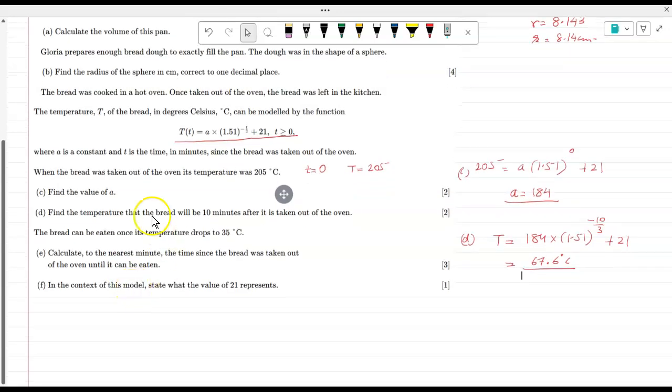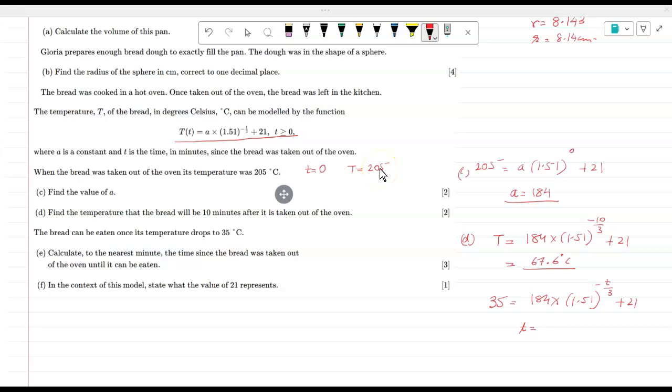Which bread? This same bread, same model. Your small t would be x, so small t is your variable. Capital T will be 35, that's your temperature, is equal to 184 times 1.151 raised to minus t over 3, plus 21. You're finding the small t, and you solve for small t.